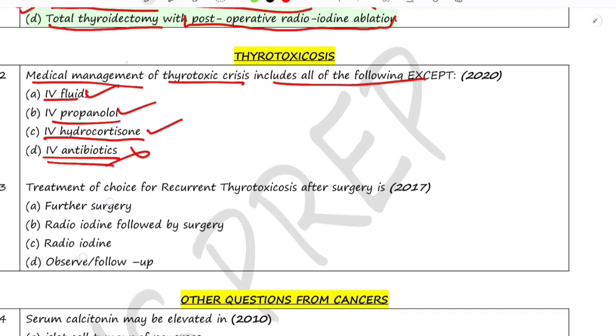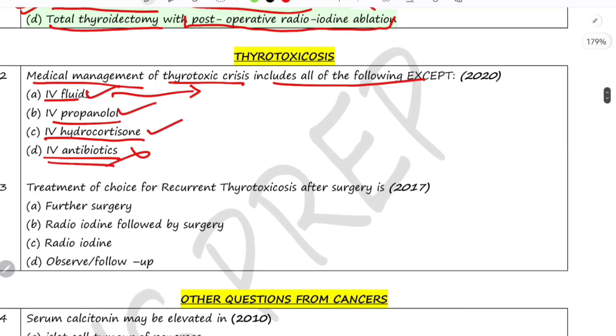Why are the others correct? IV fluid, yes, it is important to correct dehydration and maintain electrolyte balance, as thyroid crisis can cause significant fluid loss. IV propranolol, a beta blocker, is used to block the effect of excessive hormones on the heart, reducing symptoms like tachycardia. Steroids like hydrocortisone reduce the conversion of T4 to the more active T3 and address the potential adrenal insufficiency which may occur in a thyroid crisis.